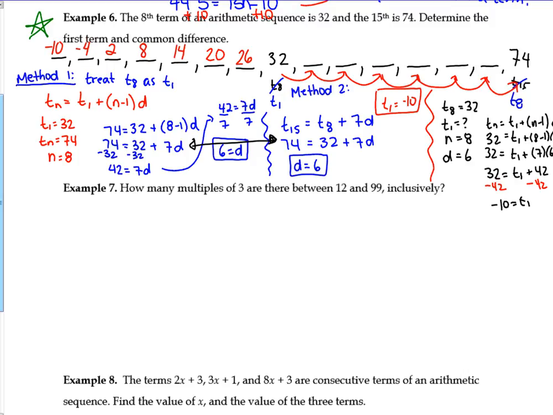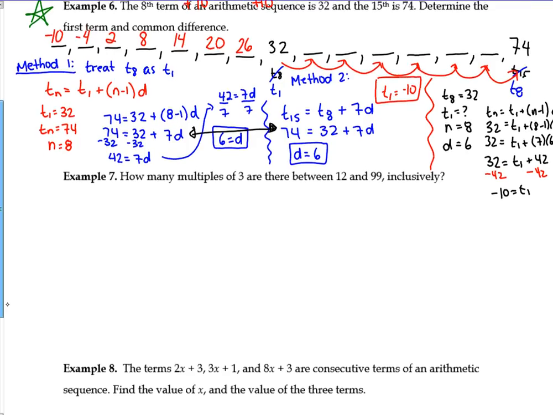All right. So those are very popular questions where you don't know your first term, you don't know the common difference, you just know random terms. That's why we have a little bit more time for homework today. Okay, 2 more.